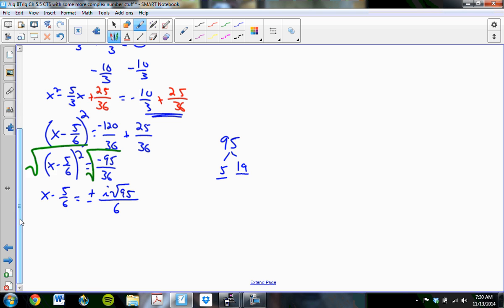So I'm going to keep going. I add 5/6 to both sides, and I get that x = 5/6 ± i√95/6. And there are my solutions.